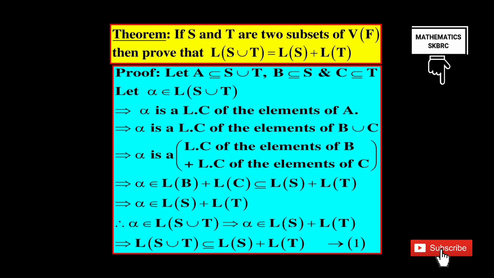That gives alpha is a linear combination of the elements of B union C, where B is a subset of S and C is a subset of T. That gives alpha is a linear combination of the elements of B and a linear combination of the elements of C. That gives alpha belongs to L(B) plus L(C). This is a subset of L(S) plus L(T). Since B is a subset of S, that gives L(B) is a subset of L(S), and C is a subset of T gives L(C) is a subset of L(T). Therefore, alpha belongs to L(S union T) gives alpha belongs to L(S) plus L(T), gives L(S union T) is a subset of L(S) plus L(T). It is denoted by equation 1.